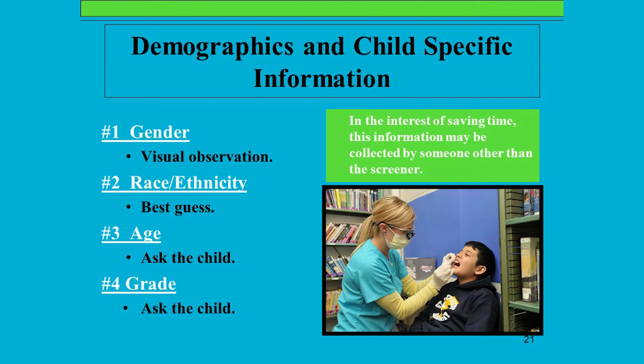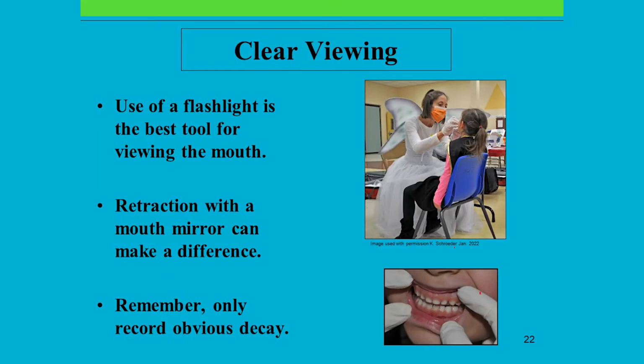Ask the child. In the interest of saving time, the information for categories 1, 2, 3, and 4 may be collected by someone who is assisting as a recorder. A small flashlight is the best tool to use for viewing inside the mouth. A mouth mirror can be used for retraction.